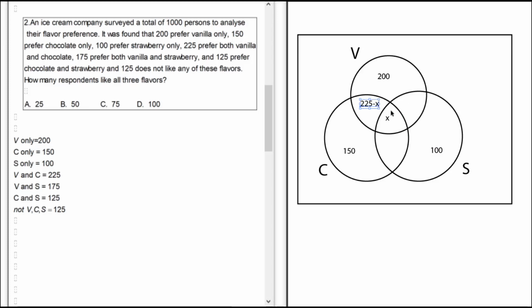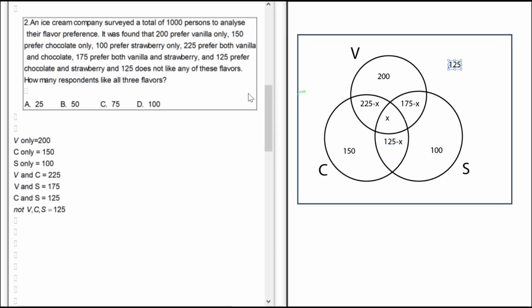In the same way, we know that V and S is 175, so this region must be 175 minus X. It's 125, so it's 125 minus X. And we also have the fact that outside these 3 circles, we have 125 persons. Alright, so now the Venn diagram is complete.